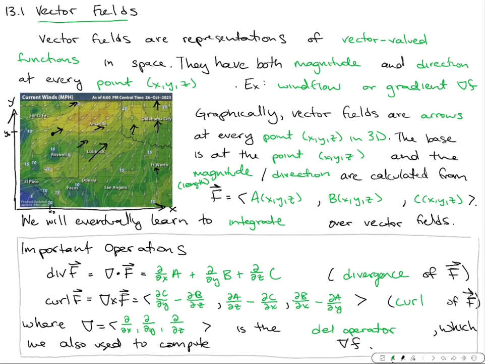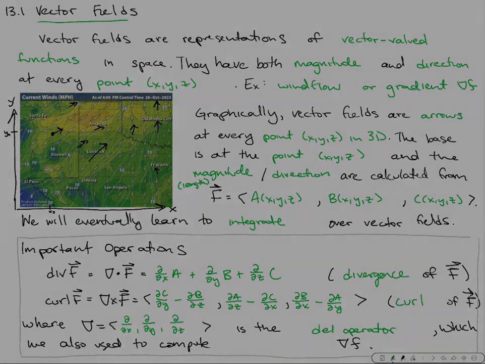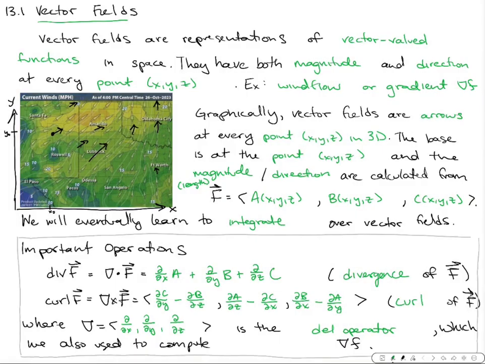Just as a reminder, we also use this del operator to calculate gradients, which we denoted by del f. It's that exact same thing you use to calculate a gradient. We just now combine it with dot and cross products because we're combining it with a vector, capital F, whereas before we combined it with a scalar, lowercase f.